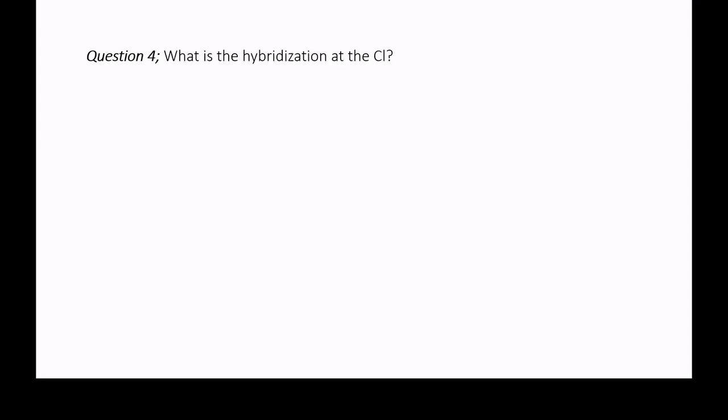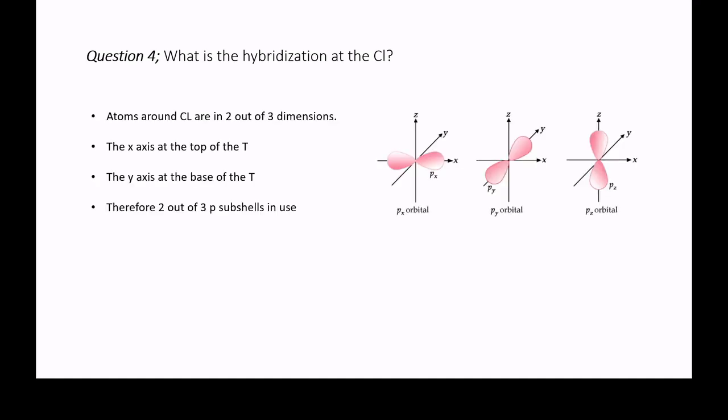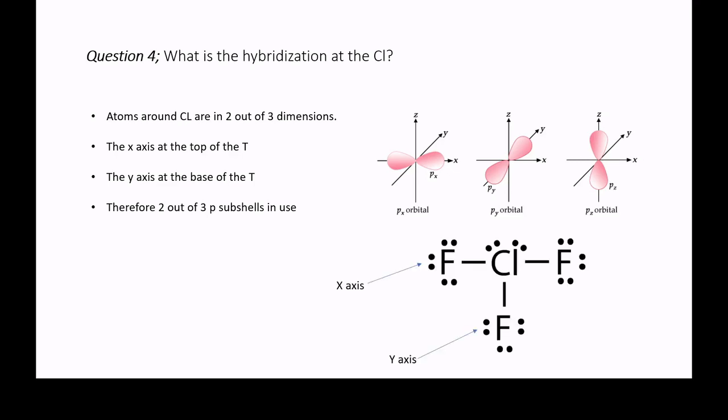Question 4. What is the hybridization of the central Cl atom? Now, the atoms around the Cl are in 2 out of the 3 dimensions or planes. The top of the T is in the x-axis across the top, and the base fluorine is in the y-axis. Therefore, there are 2 out of 3 p subshells in use. This means the hybridization of the Cl is going to be sp2.